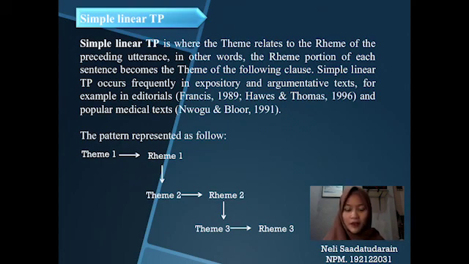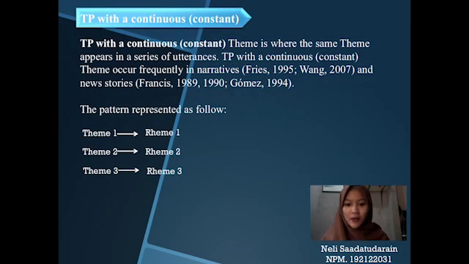This is the pattern of simple linear TP. Second, TP with a continuous or constant theme is where the same theme appears in a series of clauses. TP with a continuous or constant theme occurs frequently in narratives and news stories. This is the pattern of TP with a continuous or constant theme.